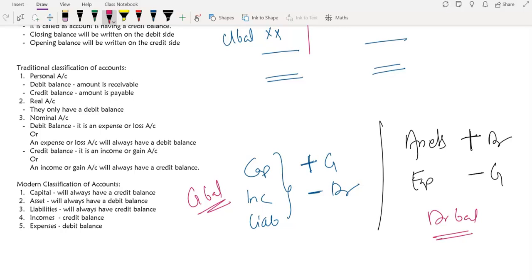This is the reason why we write on the debit side or credit side the opening and closing balance and everything. So this was all for today's ledger concept, the balances of ledger. I hope you like it. We'll conclude the topic here.